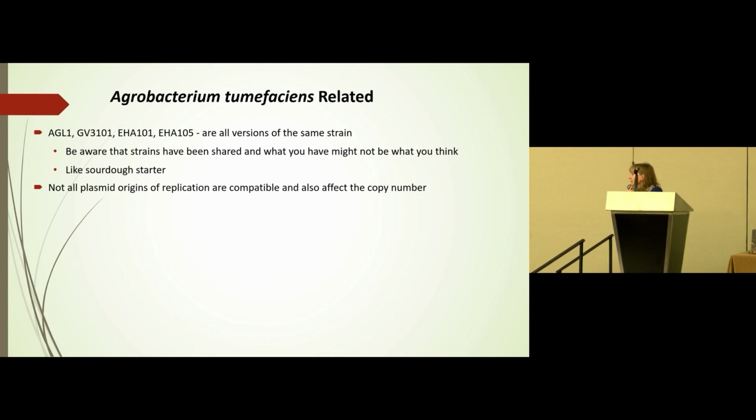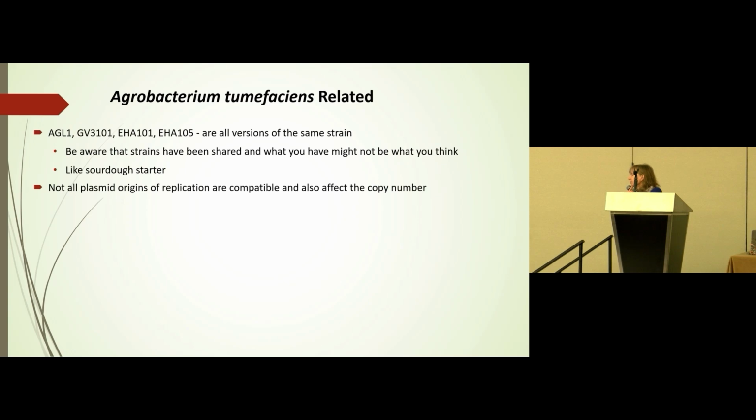And for all those strains, which originally have the C58 background, the cured strain actually has a different background. For example, GV3101 is supposedly from C58C1, but the background actually is from A136. So it was cured by a different group.